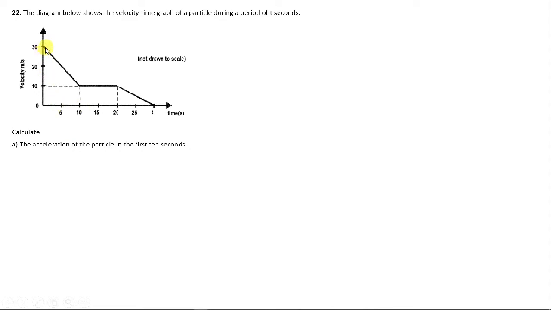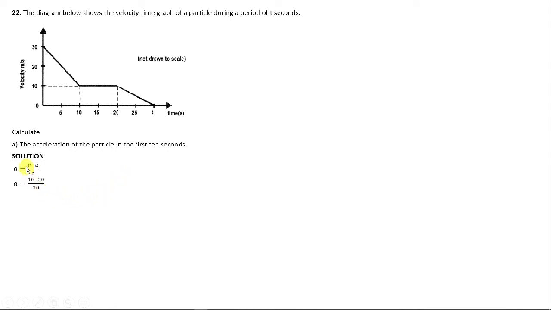Now if you look at the velocity, it started from 30 and we are looking at 10 meters per second at 10 seconds. So this was a retardation because it started from a higher velocity and ended at a lower velocity. So we are going to say acceleration is equal to v minus u, where u is the initial velocity, the starting velocity, divided by the time taken.